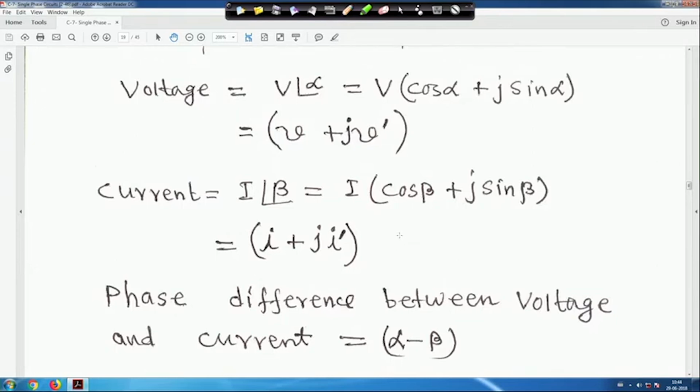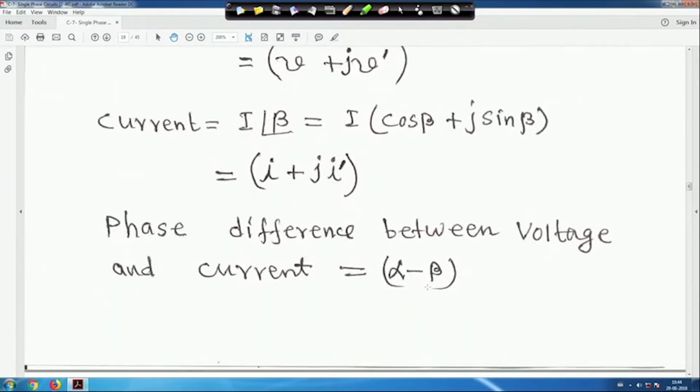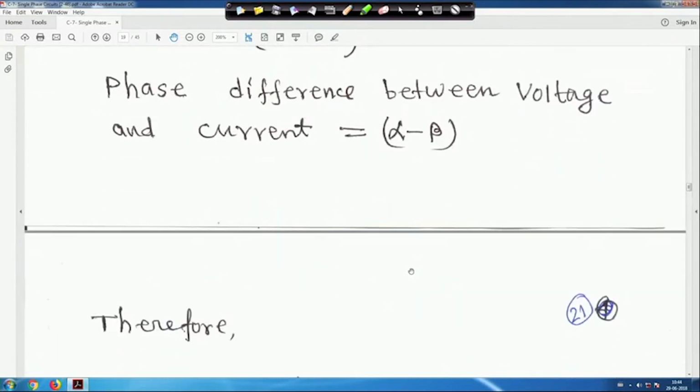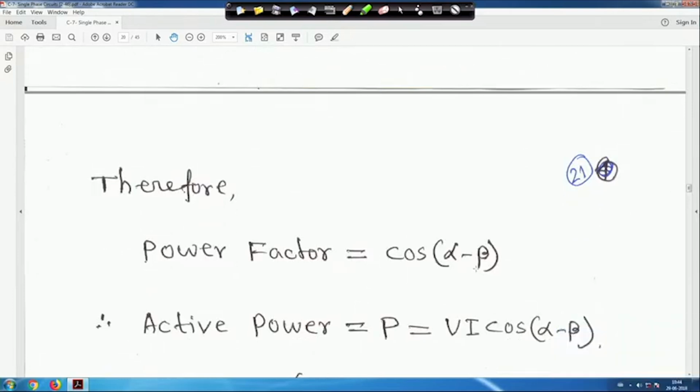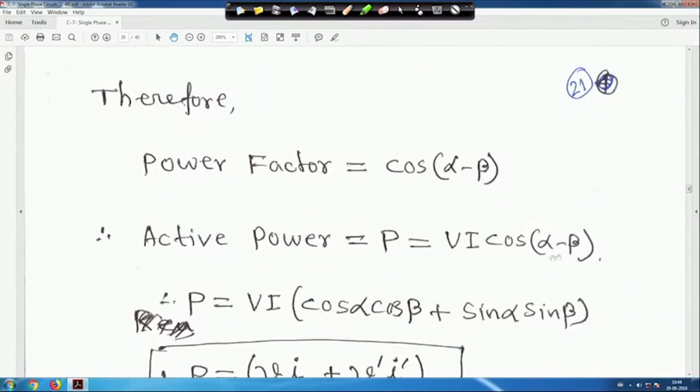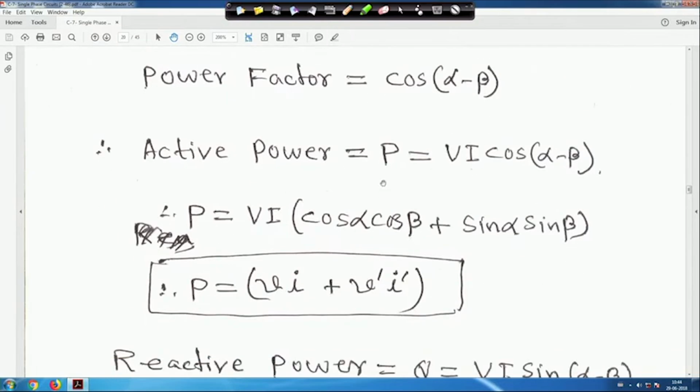The phase difference between voltage and current is alpha minus beta, hence the power factor is cos(alpha minus beta). Therefore, active power will be V I cos(alpha minus beta). So, active power P is equal to V I cos(A minus B), that is cos alpha cos beta plus sin alpha sin beta.